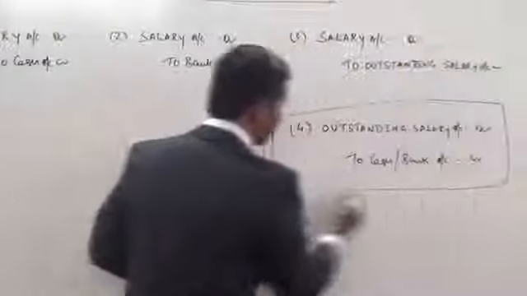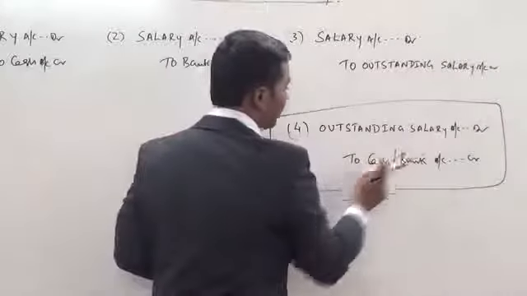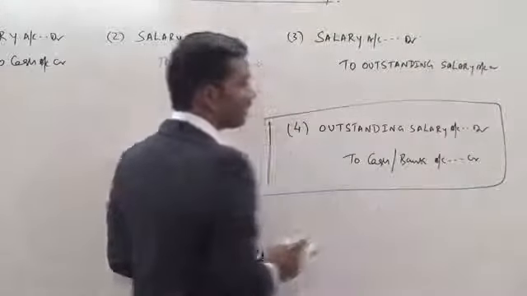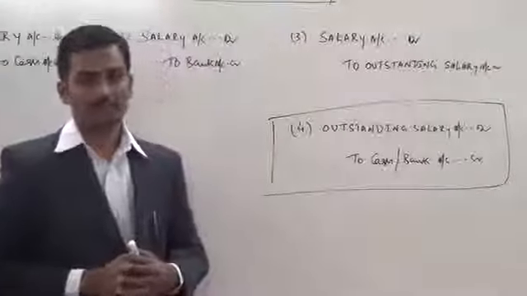This is the repayment entry of the loan. The loan is being repaid. Outstanding salaries account debtor to cash and bank account credit. This is how the loan will be repaid in the next year.